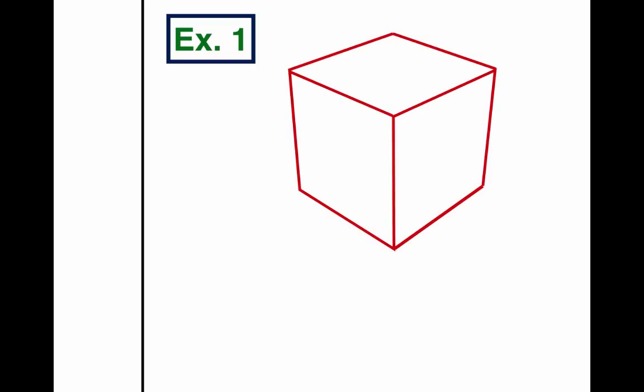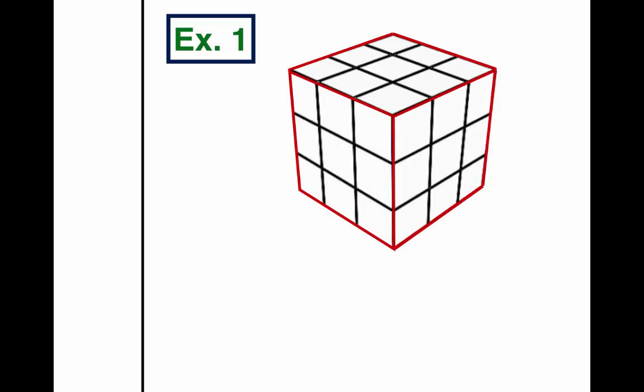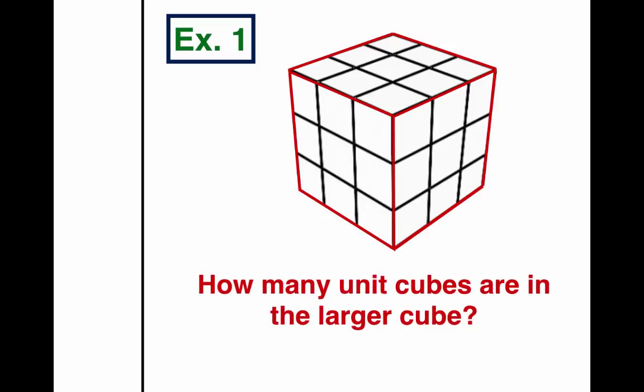We're going to do an example. And our first example, we have this three-dimensional box. It's in a perfect cube shape. And what we're going to do is divide it into little cubes. Think of Rubik's Cube as a good example. And the question is how many little unit boxes are inside this object? How many unit cubes are in the larger cube? Hit the pause button and make a quick guess on that.